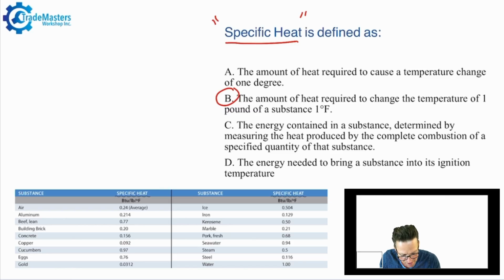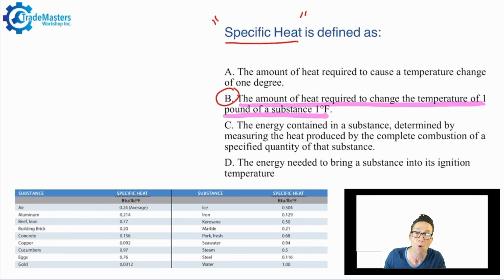It is the amount of heat required to change the temperature of 1 pound of a substance by 1 degree Fahrenheit. In other words, if we're increasing the temperature of a substance by 1 degree Fahrenheit, how much heat is added to that 1 pound of a substance?